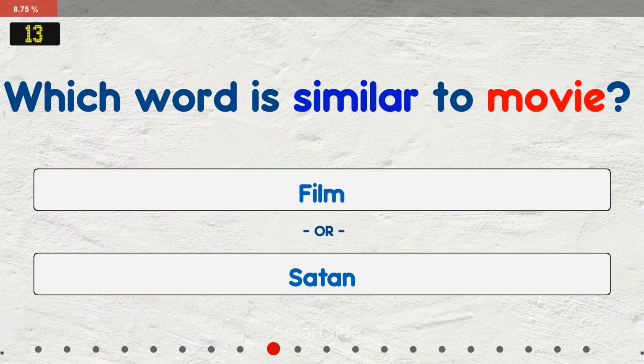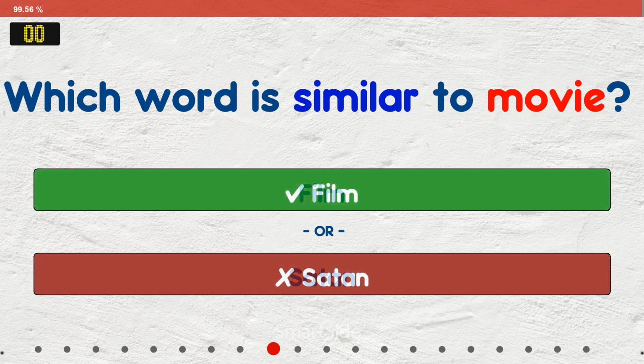Which word is similar to movie? A, film. B, Satan. The answer is film.